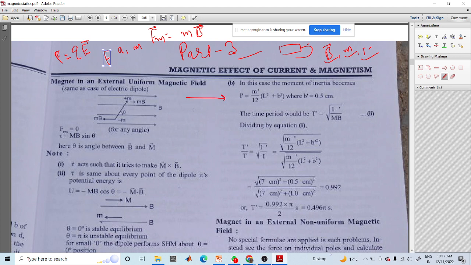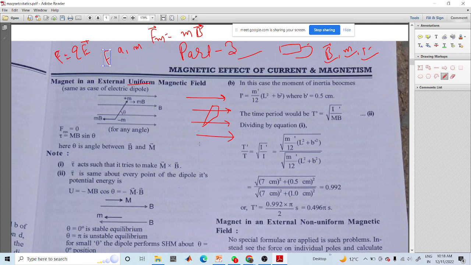That means we have a magnetic field, produced because of some other phenomena, and we put a magnet over here. Here you can see is a magnet. So when a magnet is put in an external uniform magnetic field, the field is uniform, then what will happen?